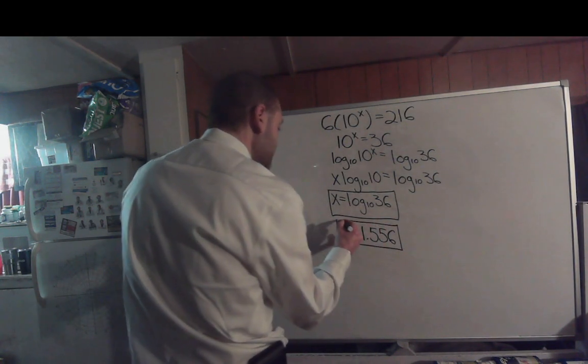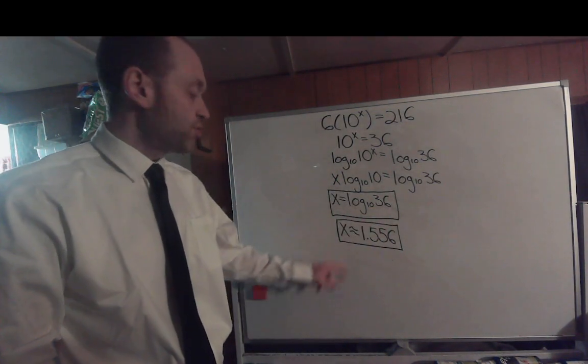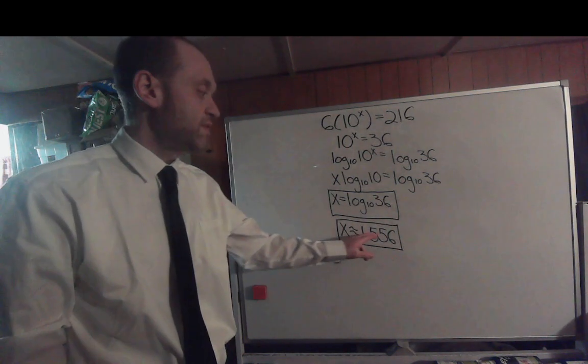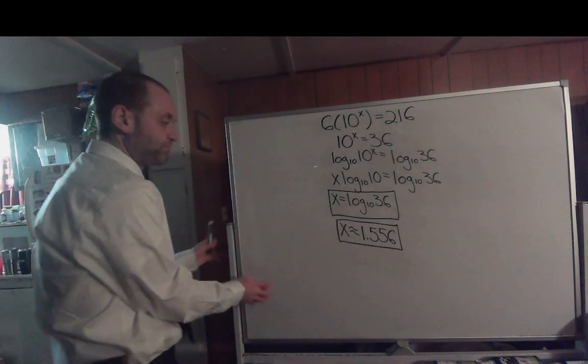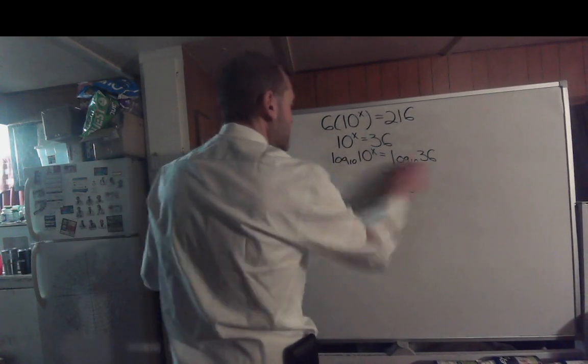So my exact solution is x equals log base 10 of 36. My approximate solution is 1.556. And that might be useful if you're graphing or trying to figure out other things, but it's just good to show you how to approximate.